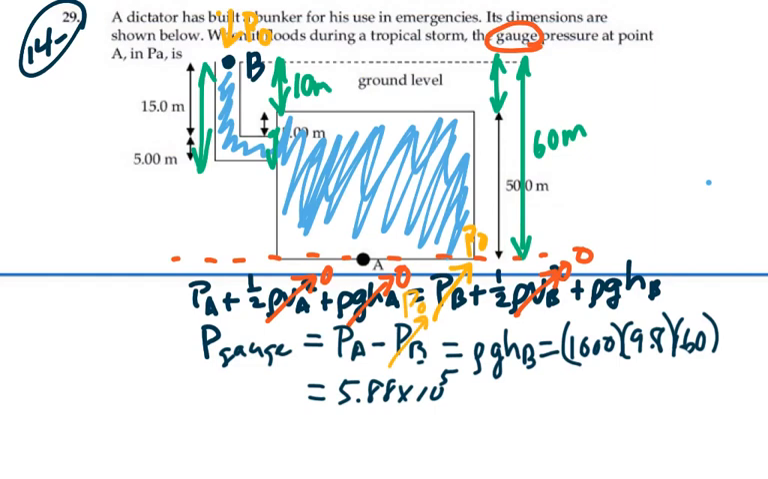So that is our gauge pressure, the difference of our pressure with respect to atmospheric pressure, 5.88 times 10 to the 5 pascals.